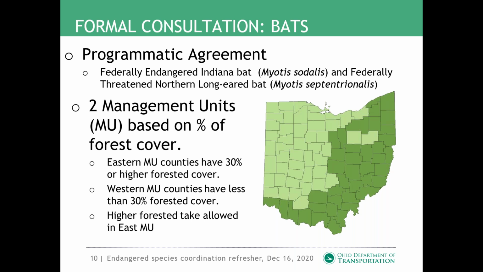We went into this process when the Indiana and Northern long-eared bats were listed. We worked with Fish and Wildlife Service through formal consultation, and it allowed us to develop a 10-year programmatic agreement. They looked at our entire program and separated out our actions into those that are likely and unlikely to affect the bat species, which allowed us to streamline our coordination.